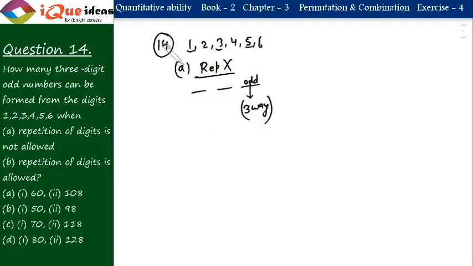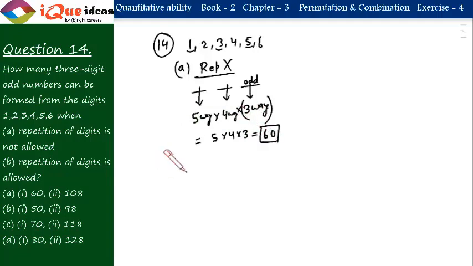So now there are remaining 5 digits and there are 2 places. I repeat, there were total 6 digits. One of them has gone to the last place. Now, the first 2 places have 5 options. So the first place can be filled in 5 ways, and the second place can be filled in 4 ways. Right? So the total number of ways will be 5 into 4 into 3, that is 60. So there are total 60 numbers for the first case.